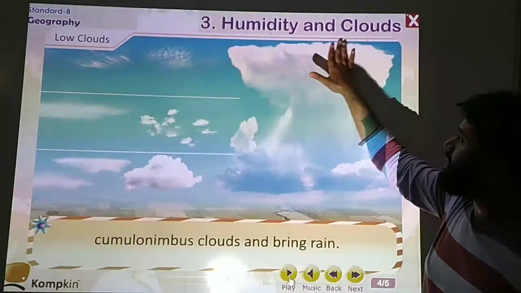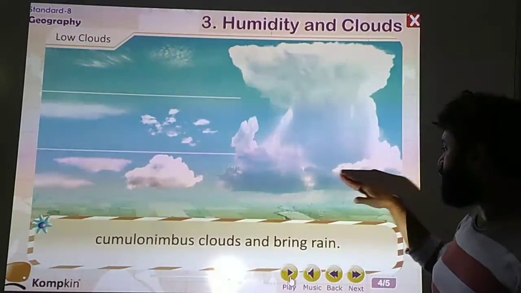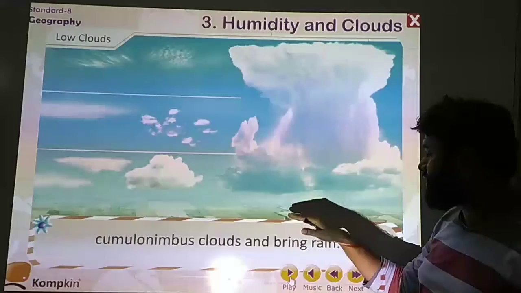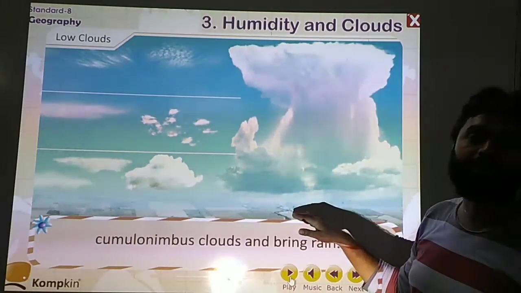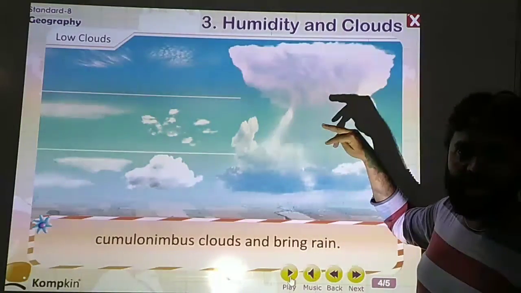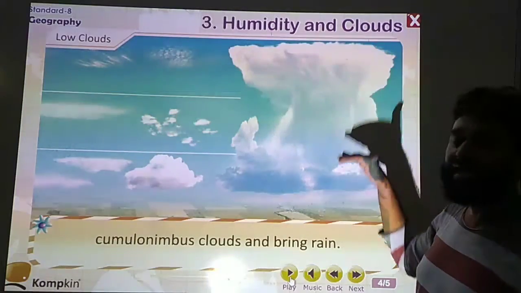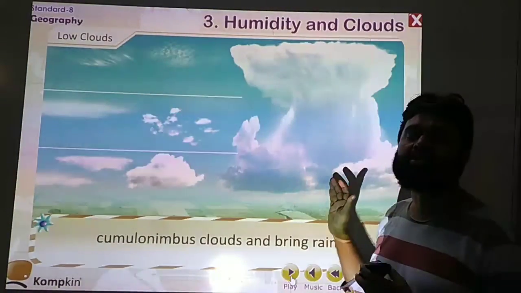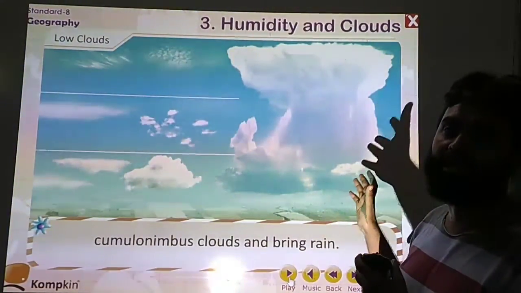The upper part is positive and the lower part is negative. And even the earth there becomes negative. So there is difference in charge, positive and negative. That's why it causes thunder and lightning.